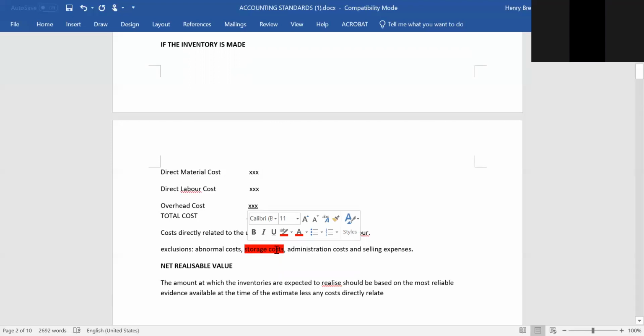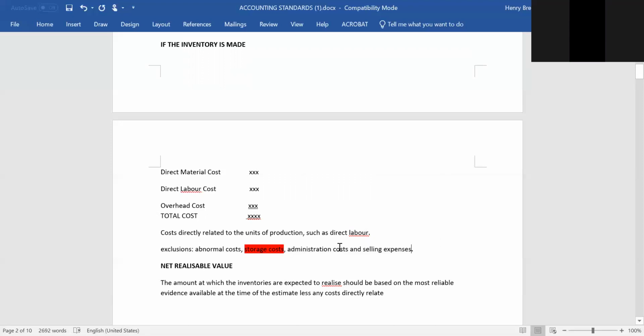We are saying that we don't have a strait jacket; it depends on the situation. If the storage cost relates to raw materials, then we will capitalize it as part of the cost of the inventory. But if the storage cost relates to a finished product or a finished good, then that storage cost is supposed to be expensed. Abnormal loss is supposed to be expensed, and normal loss is supposed to be capitalized as part of the cost of the inventory. Administrative costs and selling expenses are not capitalized as part of the cost of the inventory. Instead, they are treated as an expense.